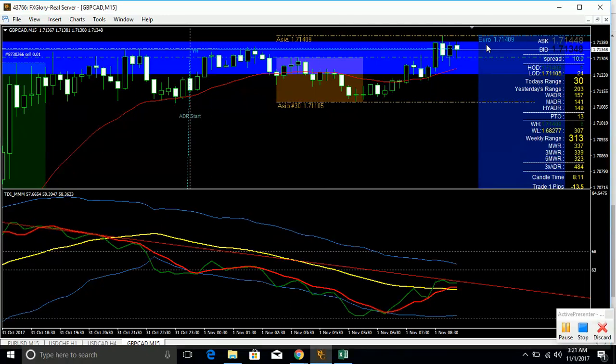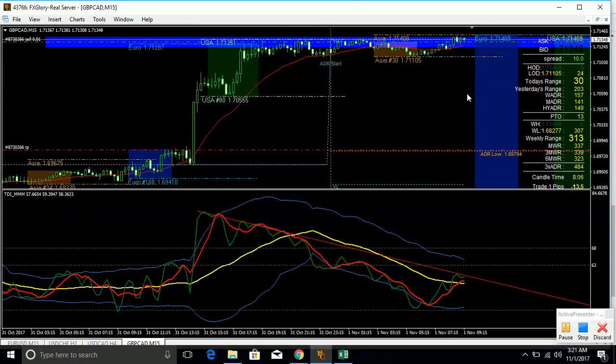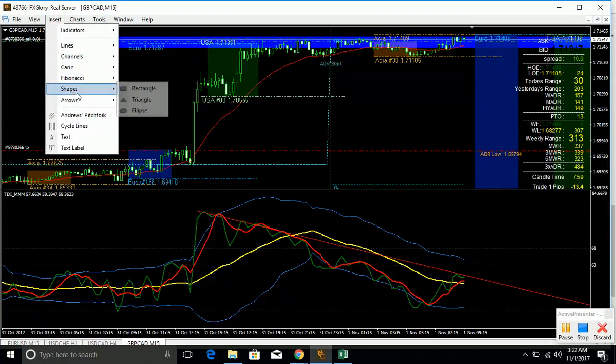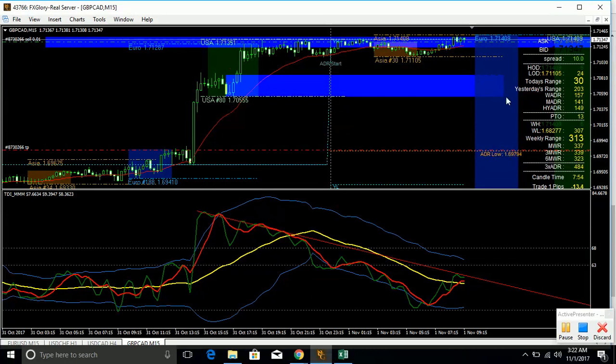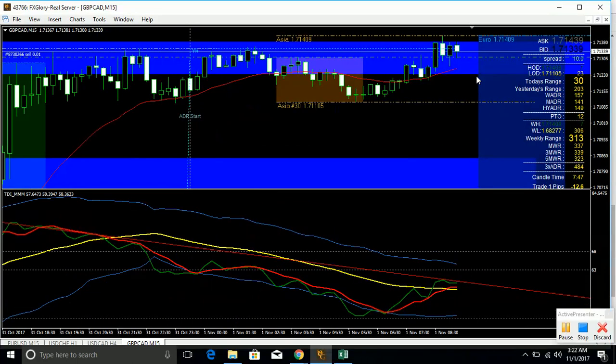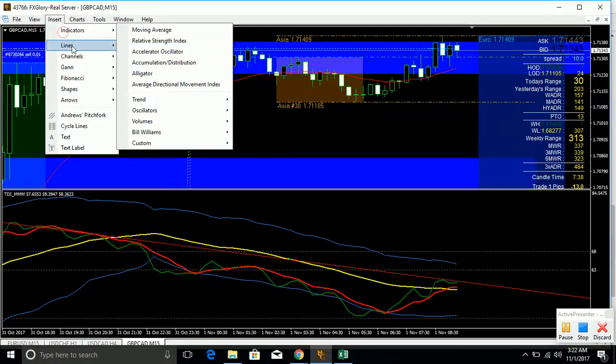Now what I'm anticipating is this pound CAD to open for the London session down in this area somewhere. So in the next 30 minutes, I anticipate it opening somewhere right in here. So I expect price to be down in this ballpark area in the next 30 minutes. So let's see how that plays out for us. Right in here. I'll draw a horizontal line.